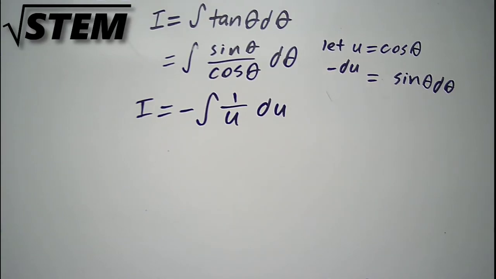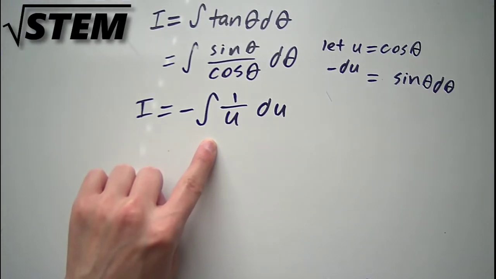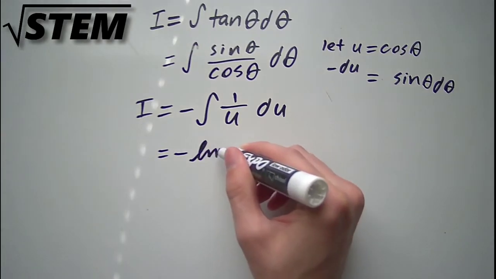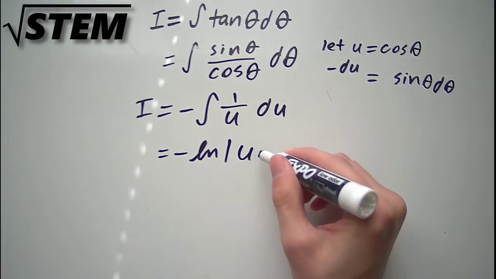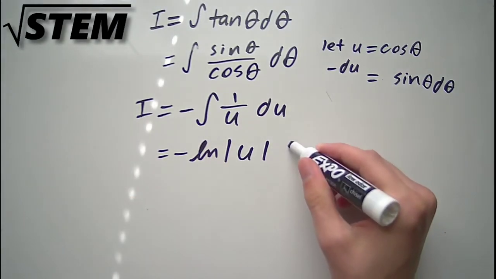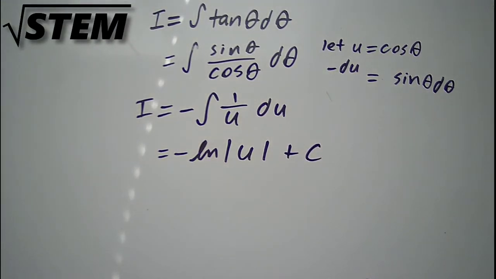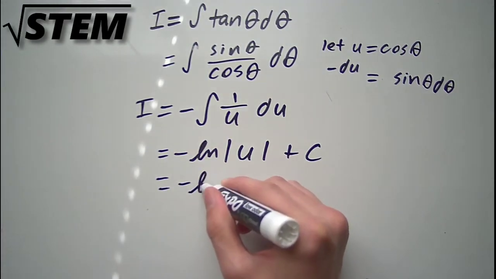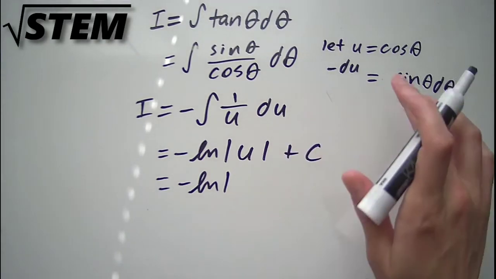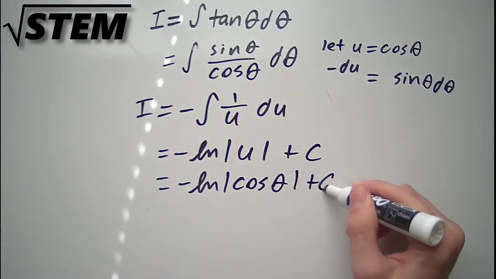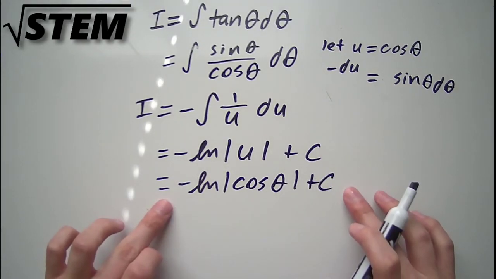du. And if you remember, this is actually equal to the natural log. That's negative natural log of u, and be sure that's in absolute values. Then we'll add our constant of integration. So one more step to go back to our original variable. Remember, u was just cosine of theta. So that's a perfectly valid answer.